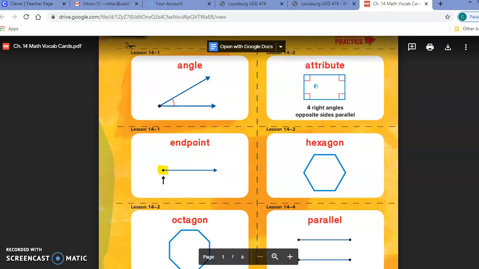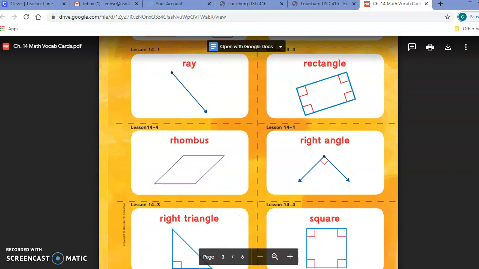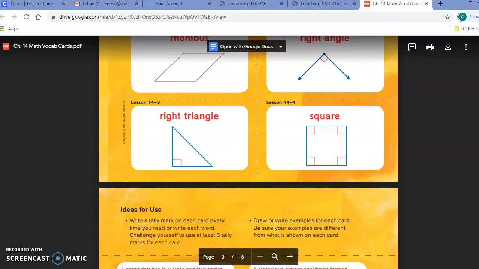For lesson 2, we are going to be talking about the different attributes. Let me see.